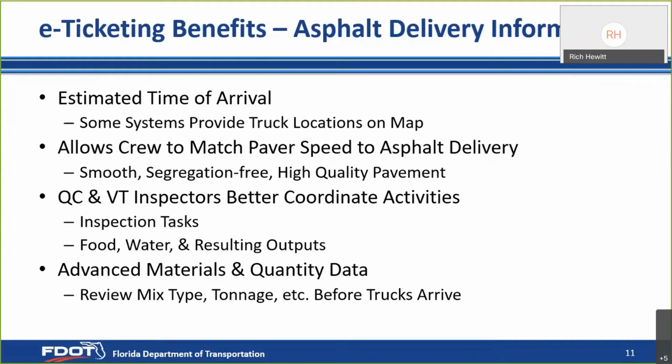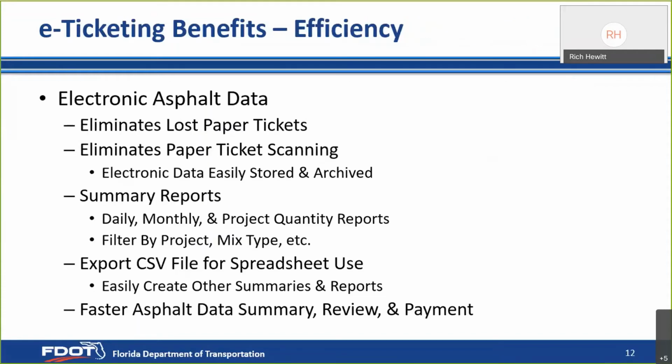And there's the advanced materials and quantity data: you can look to make sure you get the right mix type coming to the job and what the tonnages are. That data is also very useful. It eliminates lost paper tickets, eliminates paper scanning, and provides you some nice summary reports. Different e-ticketing software have pretty much the same reports, but some variations. You can export the data as a file if you want to create your own spreadsheets and summaries if the software doesn't have something that you want to look at. And we're hoping that provides for quicker summaries, review, and payment.